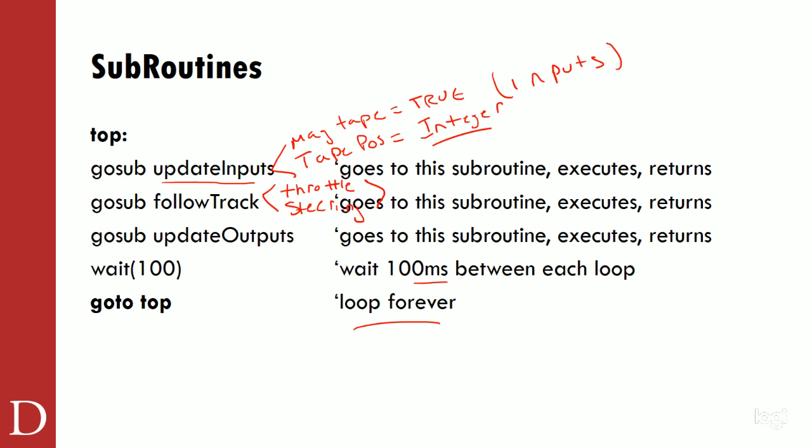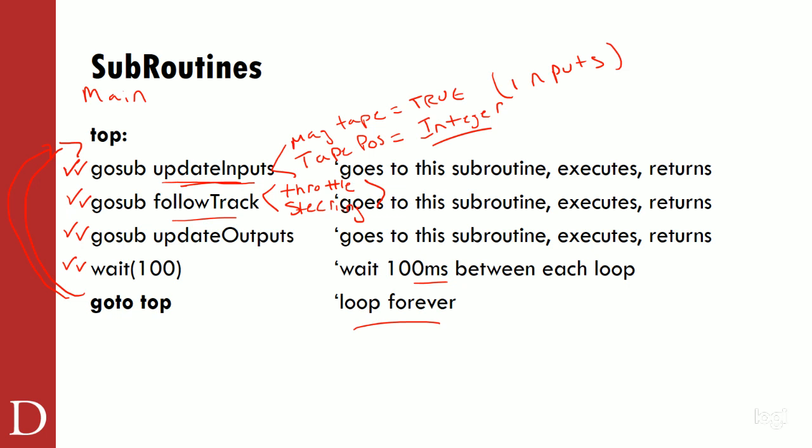So essentially this would be my main routine. It's going to execute this, execute this, execute this, wait, and go back up to the top, and execute this again, and so on. This thing will run forever, and it'll just keep doing what it needs to do to make things work, kind of like a state machine. If this is happening, I'm going to go here. If this is happening, I'm going to go here. If my input says no magnetic tape, then in my follow track instruction I might need something that says, set the throttle and steering to zero. Just stop the vehicle and then go back up and update the inputs again. Is there magnetic tape there now? Oh, there is. Okay, let's set the throttle and steering according to whatever we calculate.